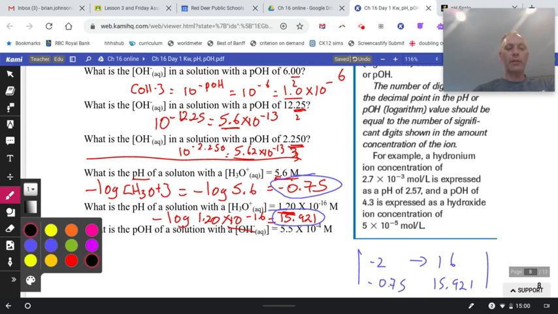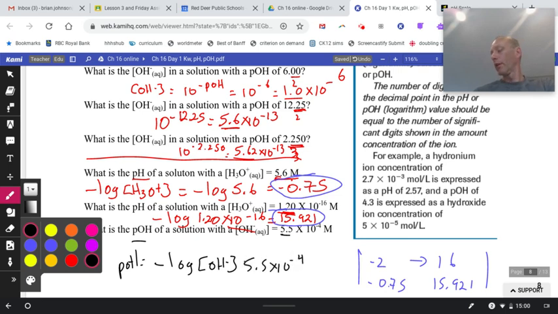Okay, last one. What is the pOH? So you're going to go negative log concentration of hydroxide to get pOH. And this is a normal number, 2 sig digs, 5.5 times 10 to the minus 4. And that gives us 3.26. And that's a pOH unit, so it's 2 decimal places to match our 2 sig digs. So those decimal places are all correct.